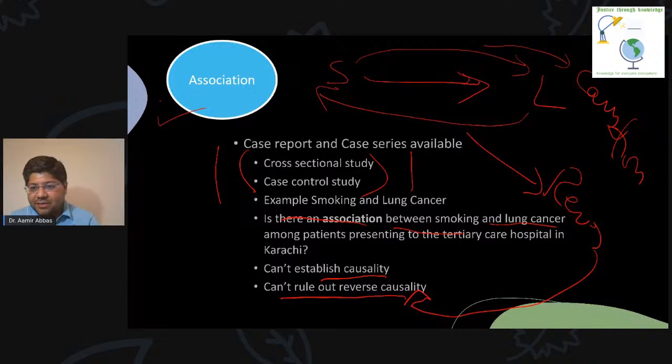At this point in time, I want to take a moment and pause over here. I'm inviting comments from you people to understand whether you understood that when you establish association, that means two things: either the exposure leads to the outcome or the outcome leads to the exposure. The first of the two means that there is a causal relationship between the two, and the second possibility means that there is a reverse causality, which means that association does not establish causality. You need to establish causality through a different study design.